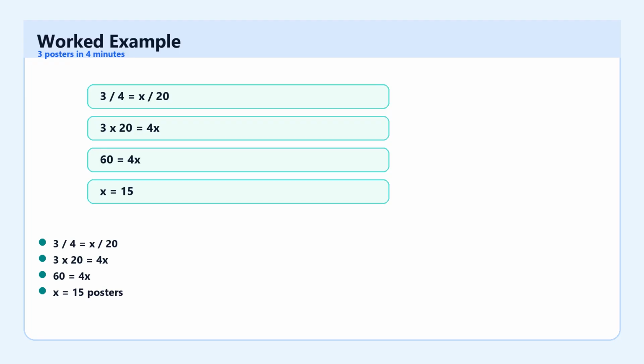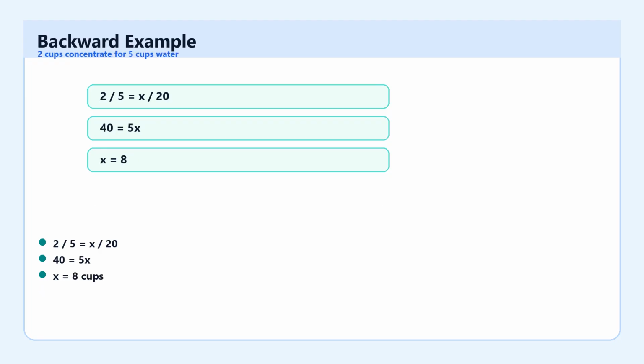Now work backward. A mix uses 2 cups of concentrate for 5 cups of water. How much concentrate is needed for 20 cups of water? Use concentrate over water. 2/5 equals x over 20. Cross products give 2 times 20 equals 5x. So 40 equals 5x, and x equals 8 cups of concentrate.